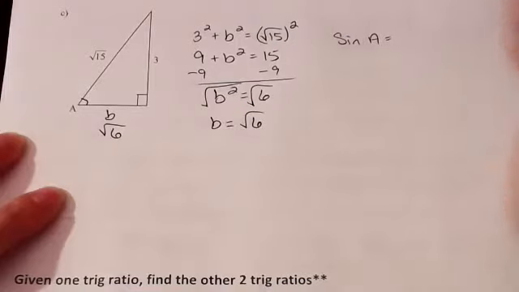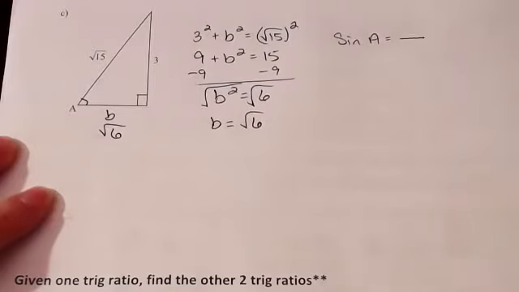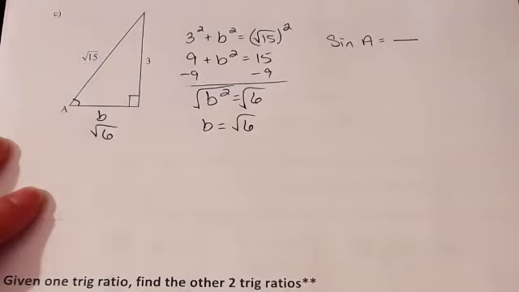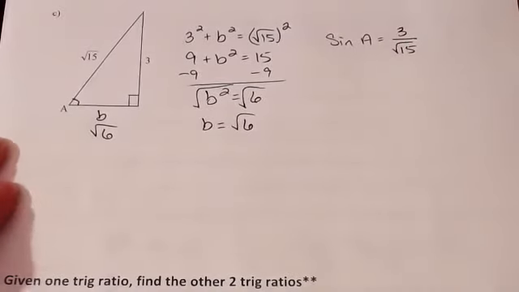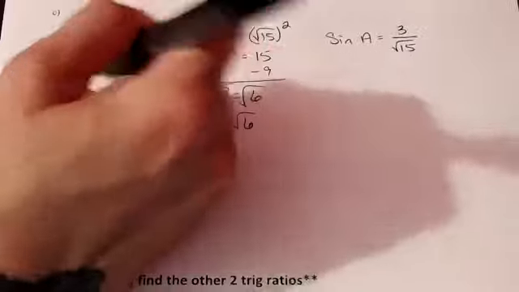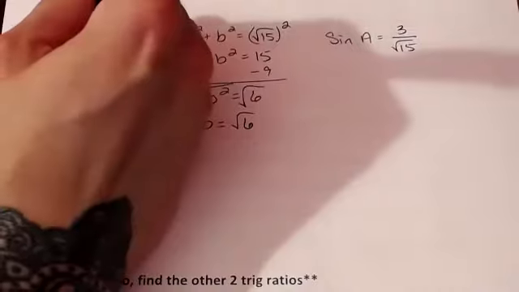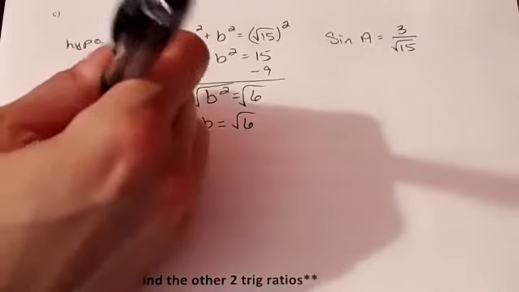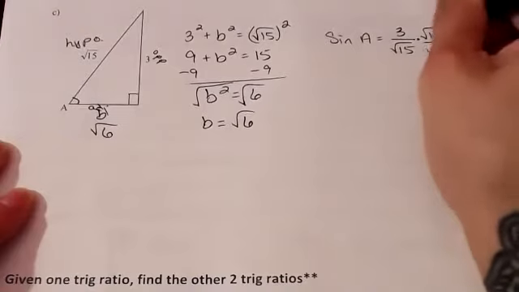Someone, what is my sine of A before you rationalize? What is sine of A? Three over square root of 15. Love it. So right off the bat, what Phil is identifying is that my side across the way, this has got to be opposite. My square root of 15, that's definitely hypotenuse, which means my square root of 6 is adjacent. Very nice. So we rationalize this pretty quickly.